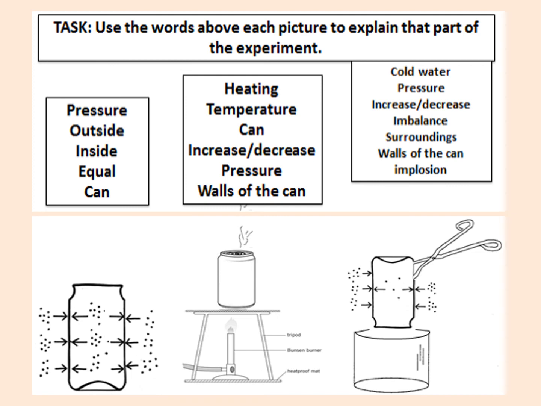Okay, so to purple pen, what you should have, so for this first picture, you could say that the pressure both outside and inside is equal, it's balanced within and outside the can. Then as you are heating it, the temperature increases inside the can and the pressure increases inside the can. The walls of the can are being pushed outwards and inwards. Then as we turn it and put it into the cold water, the pressure decreases rapidly inside, causing a huge imbalance. The surroundings have a much higher pressure and they push on the walls of the can and cause an implosion. So they cause the can to collapse.